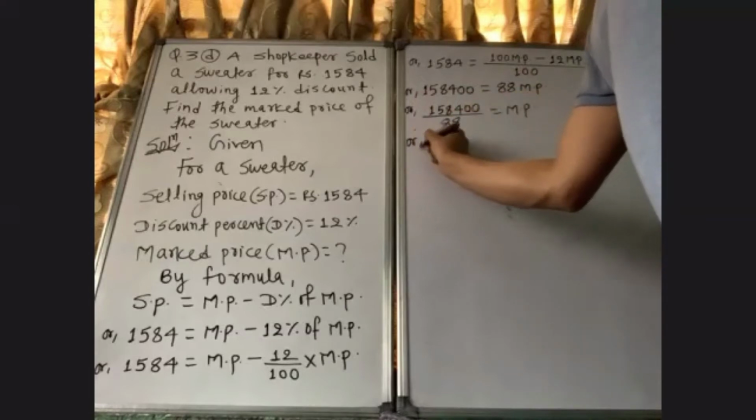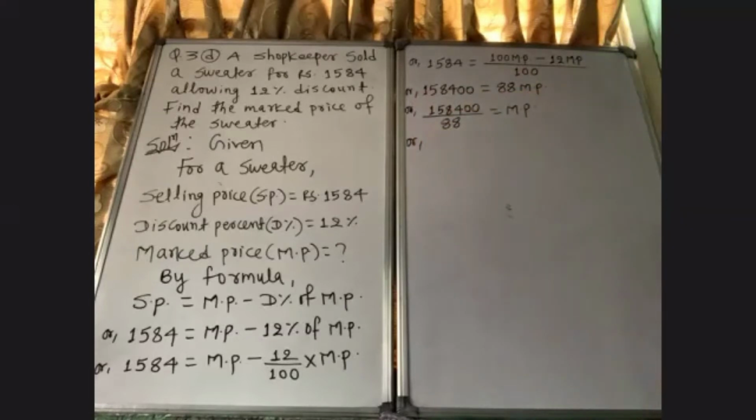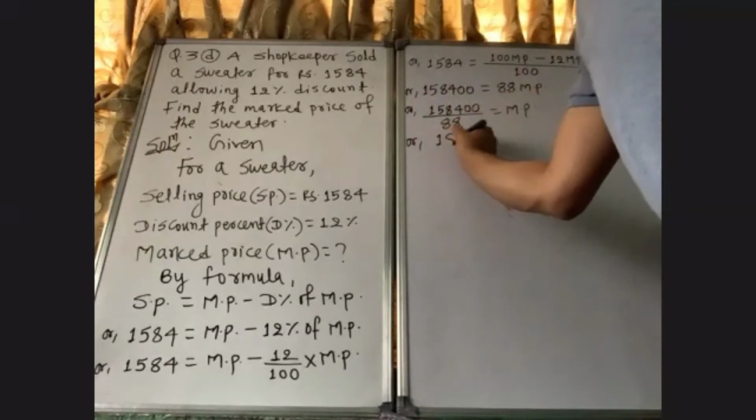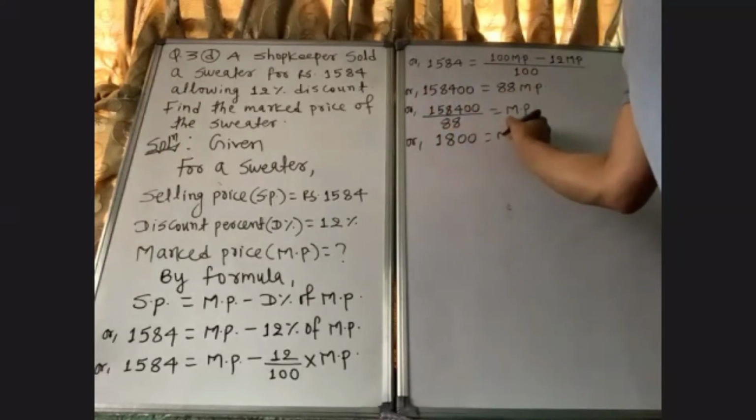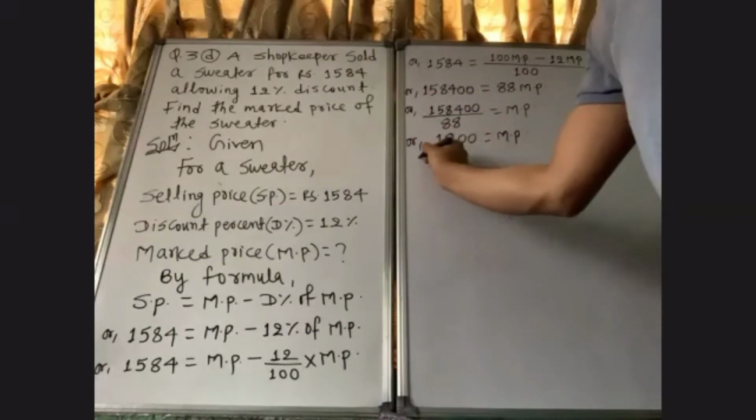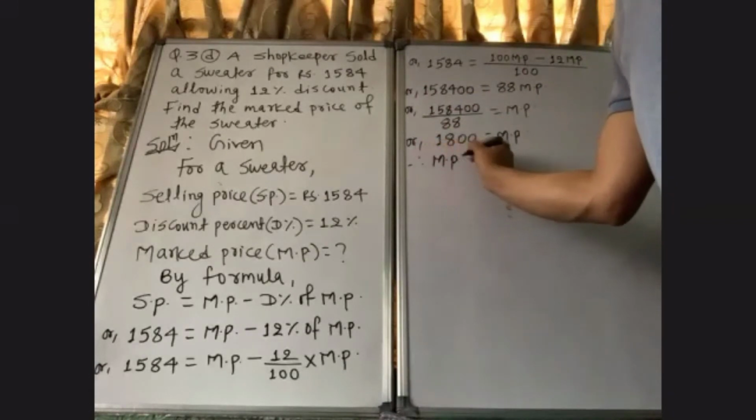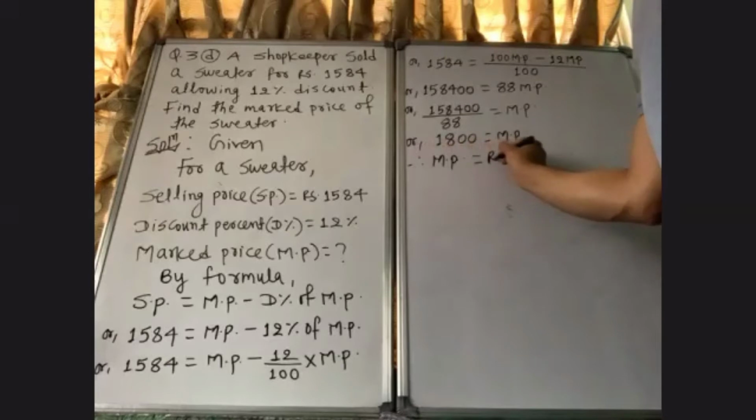So now let's divide here. What we'll get here? 1800. So 1800 is equal to MP. This is what we found here. Therefore, MP is equal to ₹1800.